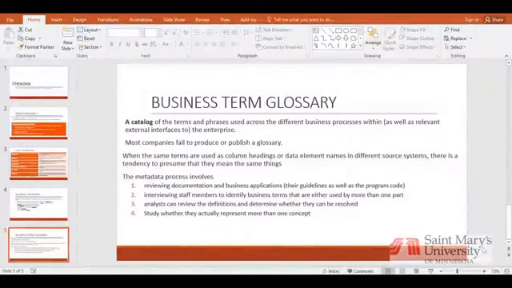Remember, I'm asking you to focus on these slides here, but certainly read through the chapter as it will help enhance your learning. But I am focusing on these few slides here.